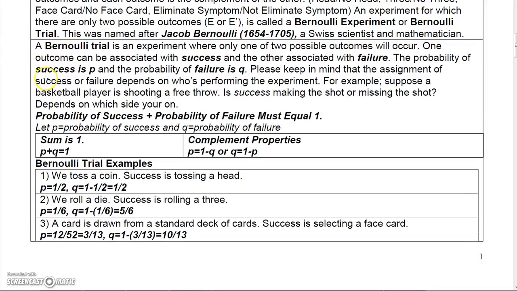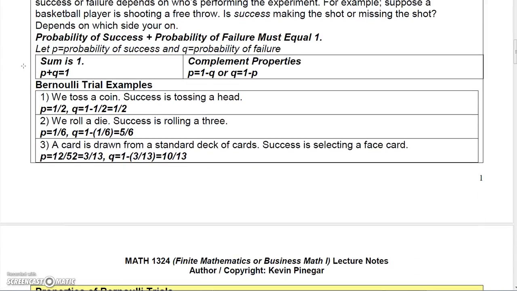Now, a Bernoulli trial is an experiment where only one of two possible outcomes will occur. One outcome is associated with success, and the other outcome is associated with failure. The probability of success we'll call small p, and the probability of failure we will say is small q. Please keep in mind that success and failure depend on who's performing the experiment. If a basketball player is shooting a free throw, is success making the shot or missing the shot? Well, that would depend on which side you're on. So technically it depends on what you want to define success to be.